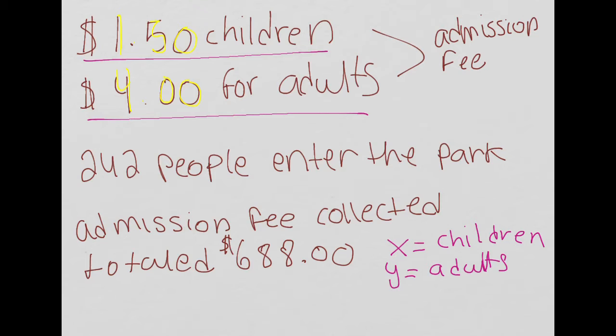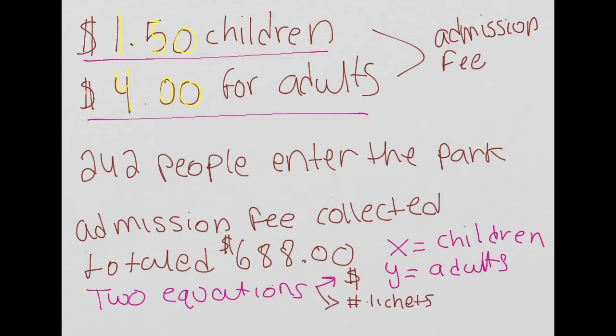Now, if you think about this, you're going to have two equations. One equation is going to talk about the cost, and the other equation is going to talk about the number of tickets.